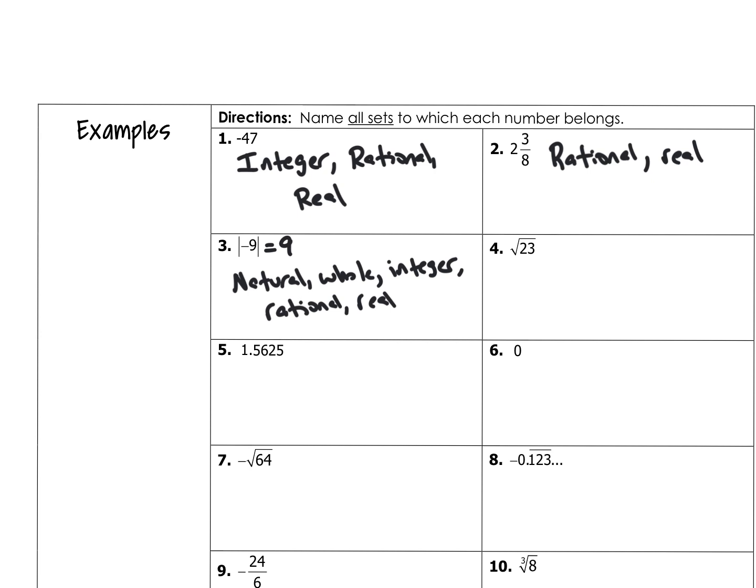Now we're going to look at that square root of 23. So with the square root of 23, since 23 is not a perfect square, meaning I cannot multiply a whole number by itself to get the value of 23, this produces a decimal that is non-terminating and non-repeating, making it an irrational number, but still a real number.